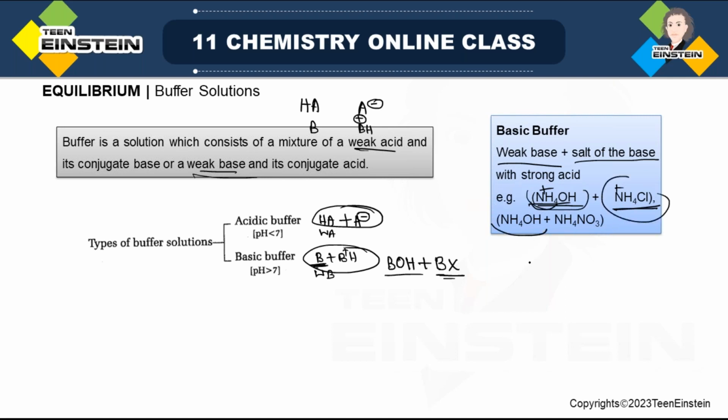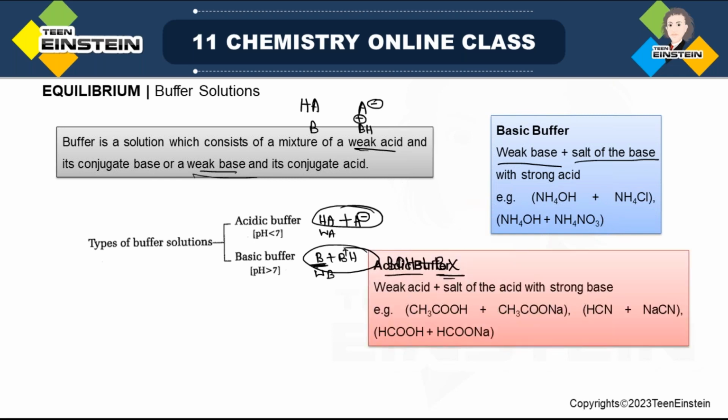Similarly, keeping the base same, you can also take another salt, NH4NO3, which is basically coming from ammonium hydroxide and HNO3. When you combine this acid and base, you get the salt ammonium nitrate. Similarly, NH4Cl you will get from ammonium hydroxide and HCl, right? So these two are examples of basic buffer. So NH4OH, this type of weak base you have to take, not any strong base.